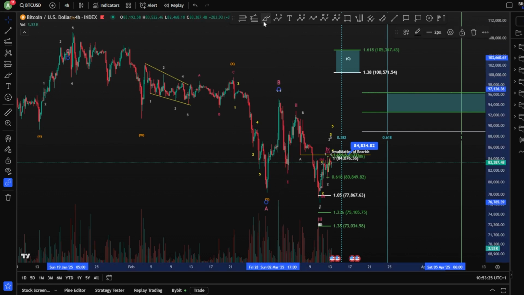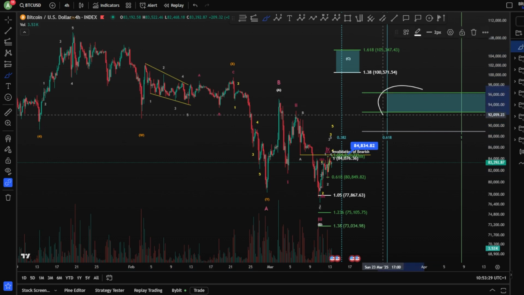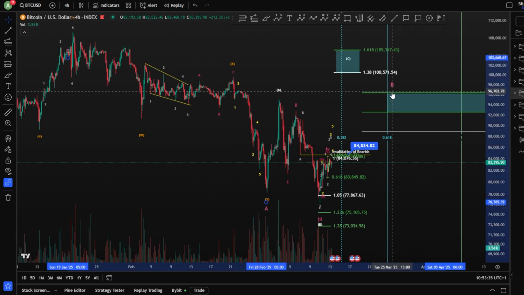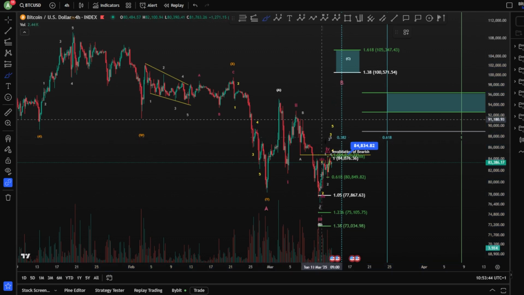However, this wave B is very, very fast and very, very shallow in time. As you can see, the perfect time required is at least 0.618 for a wave B, meaning the wave B should be exactly here. Or the minimum requirement, in a very rare case scenario, is at least 0.38.